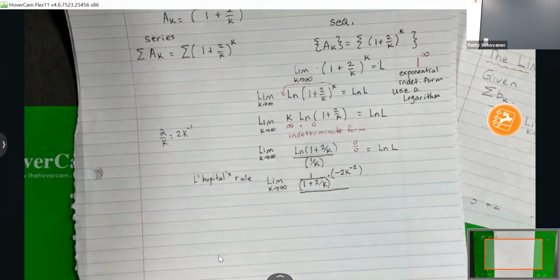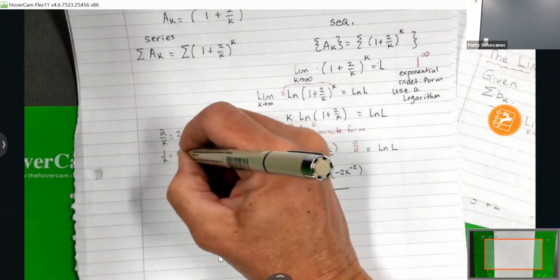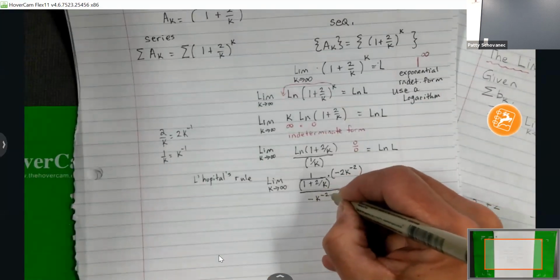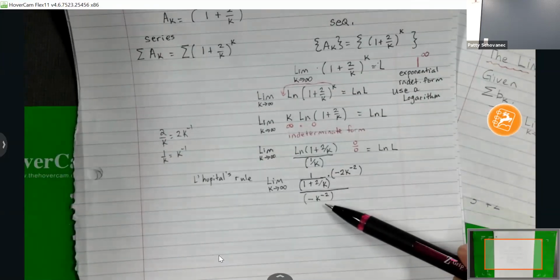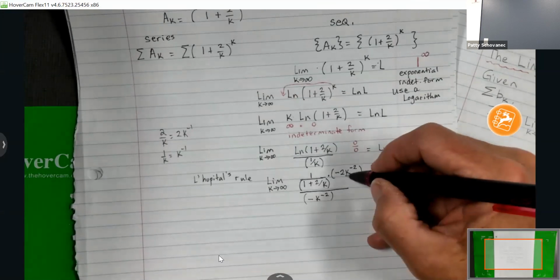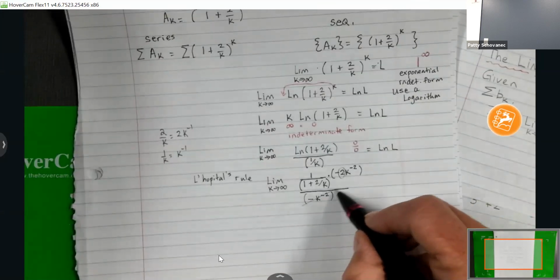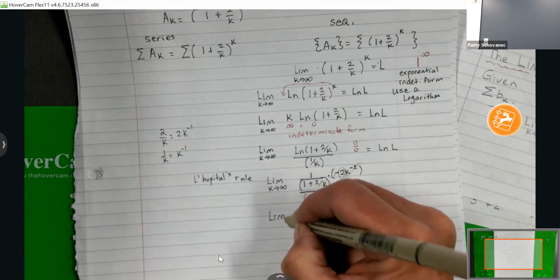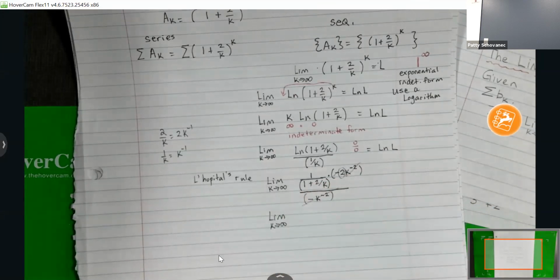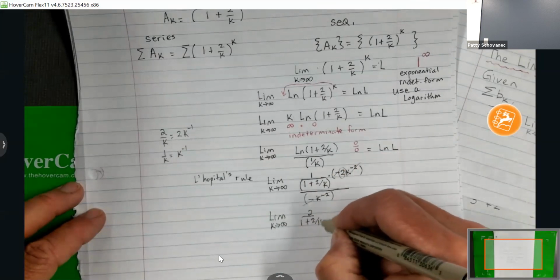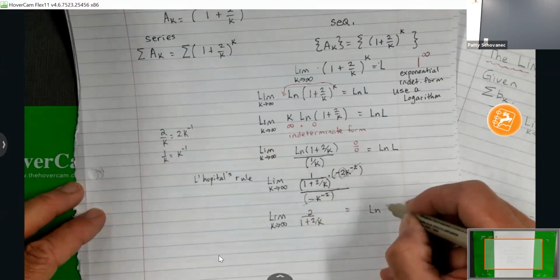Go downstairs and take the derivative of 1 over k by doing the same thing. Treat it as k to the negative 1, and we'll have negative k to the negative 2. I have the same term on the bottom that I have on the top, so I can cancel the minus and the k to the minus 2, and it just leaves me this 2 right here. So this looks like the limit as k goes to infinity of positive 2 over (1 + 2/k). And over here I have the natural log of L.